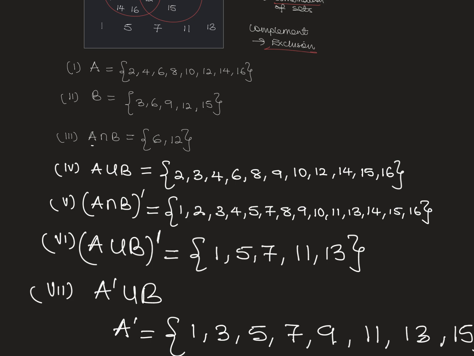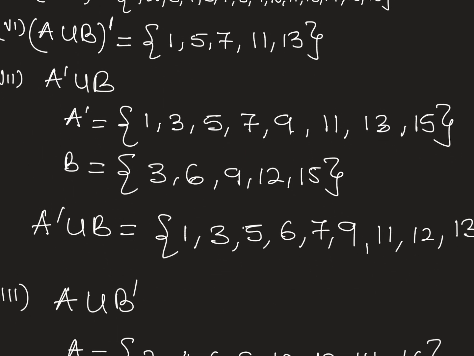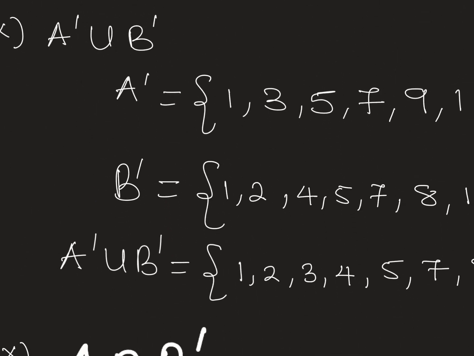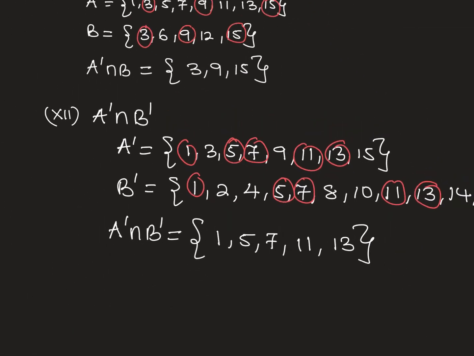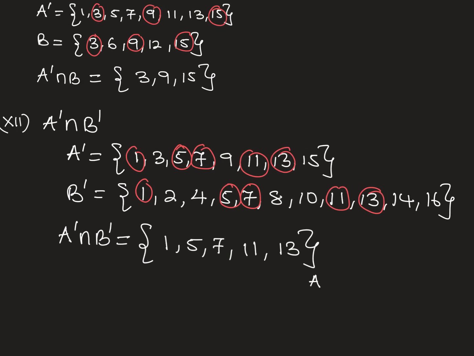So what can we infer to this? We can say that A complement intersection B complement is equal to A union B all complement.